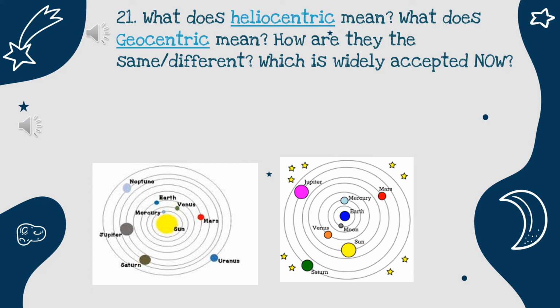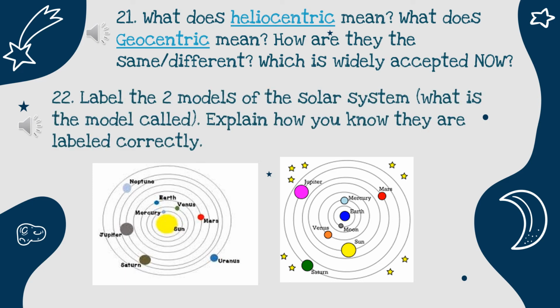The heliocentric means the planets in the solar system revolve around the sun. The geocentric model says the planets in the solar system revolve around the Earth. They differ with which object is at the center. They are the same because they both describe how things are revolving or orbiting in our solar system. Our currently accepted model is the heliocentric model that says the sun is in the center of our solar system.